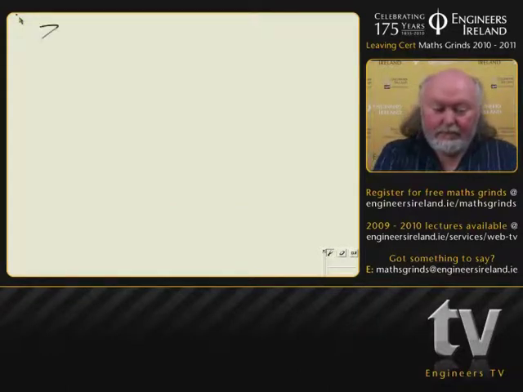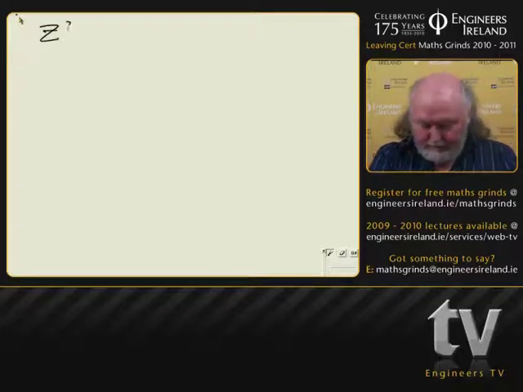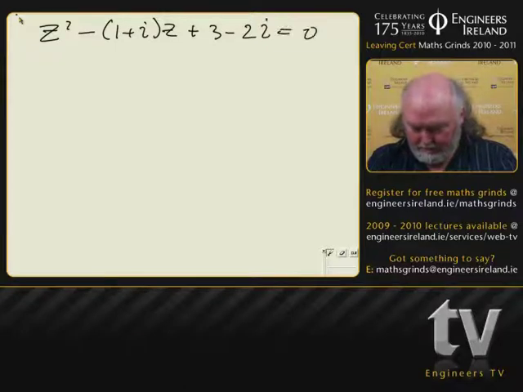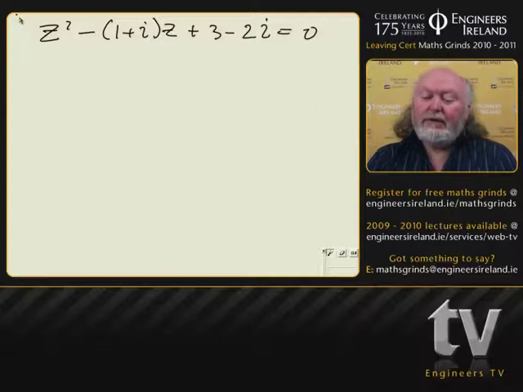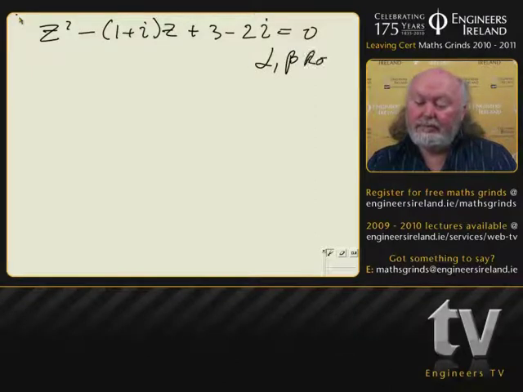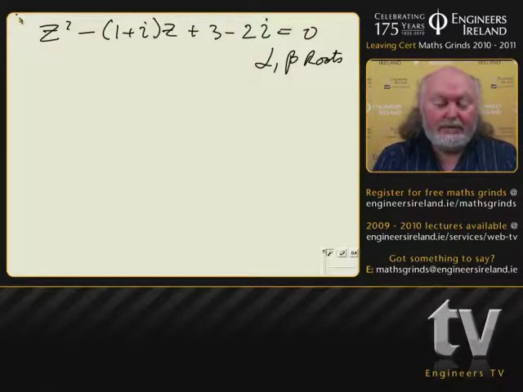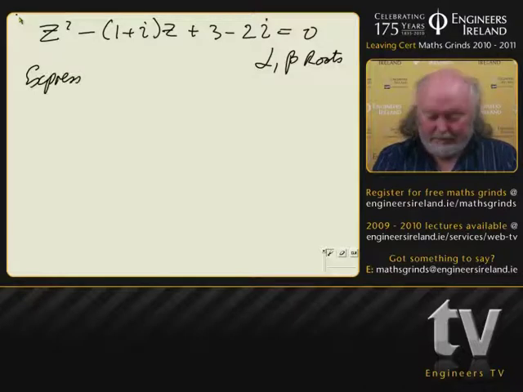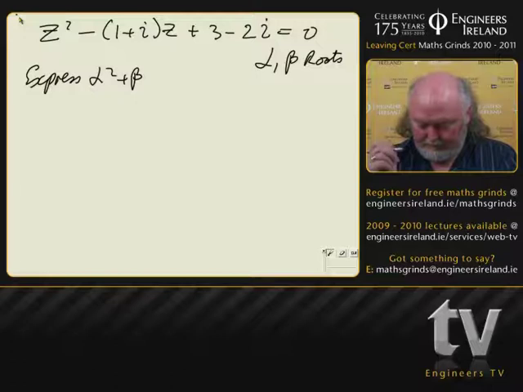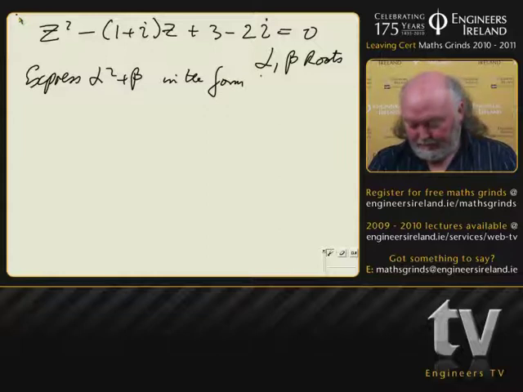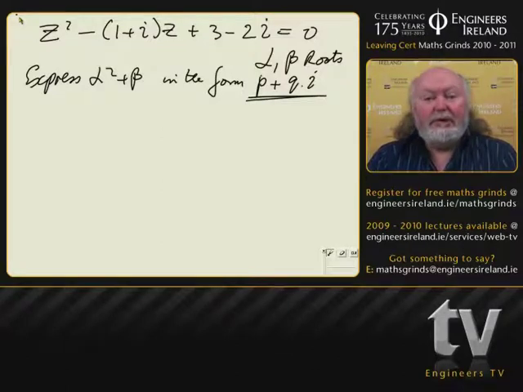For example, the alphas and betas for the roots. If we were saying alpha and beta are the roots, and it'll say in this example here, express this, in other words, express it as a complex number.